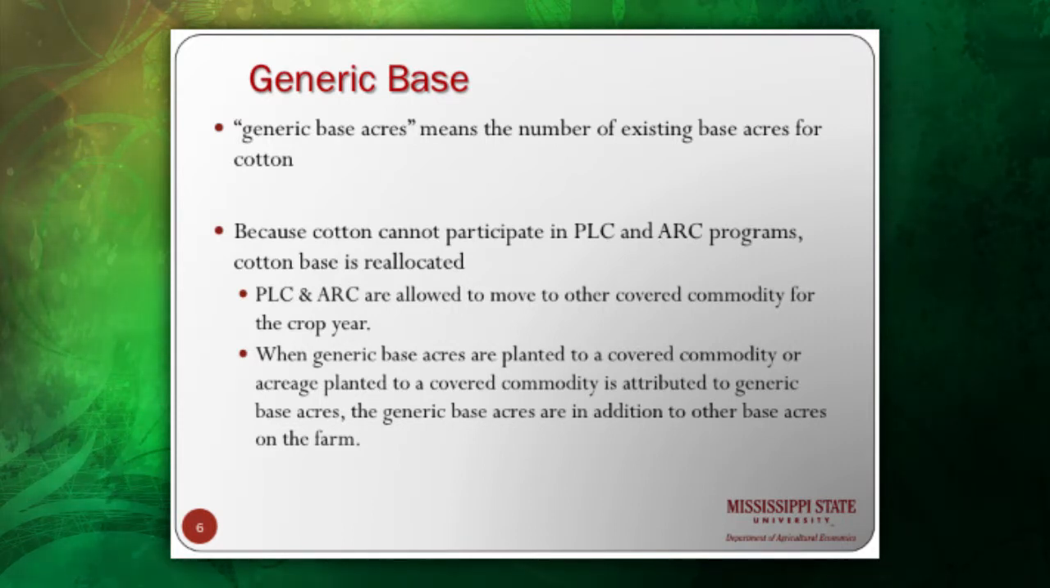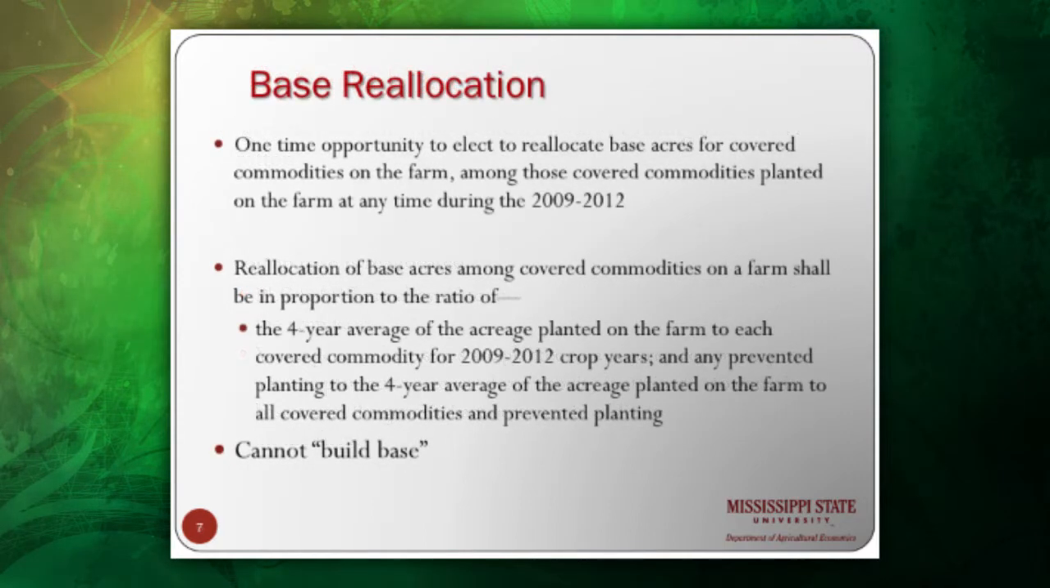So it could be that in 2015, a producer has 100 acres of generic base, and they will apply it to soybean ARC payments, and then in the following year, they would opt to move that generic base to rice PLC payments. Let's talk a little bit more about base reallocation. As I mentioned earlier, it is a one-time opportunity to reallocate base acres from the covered commodities on the farm from 2009-2012.